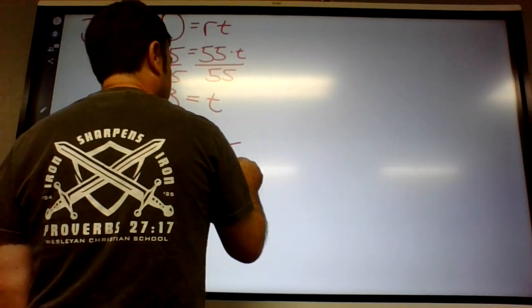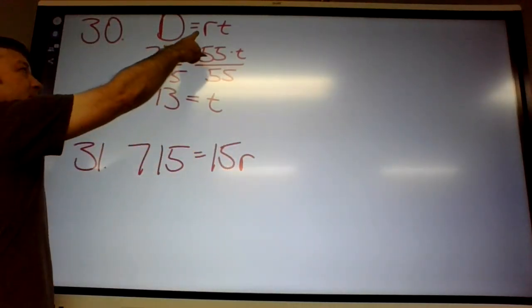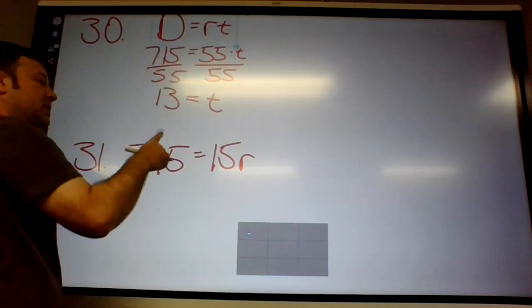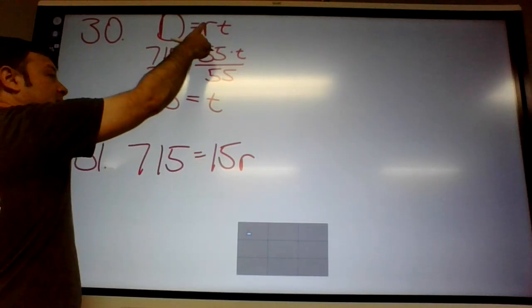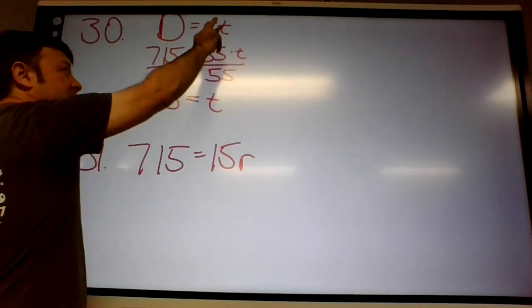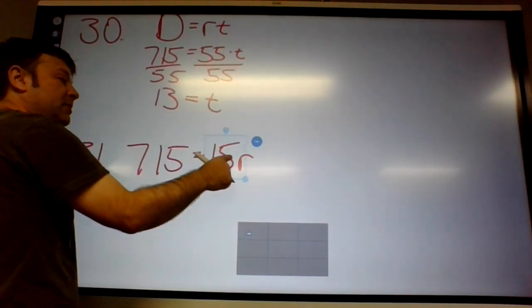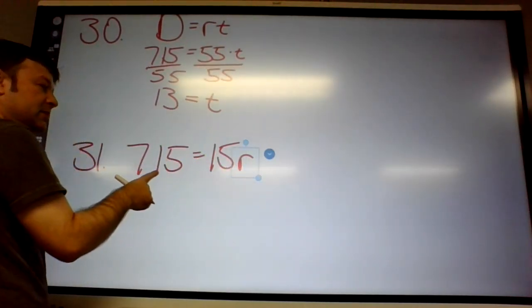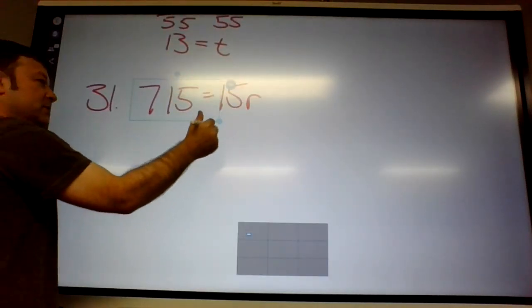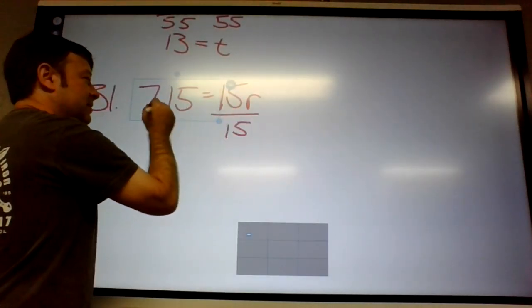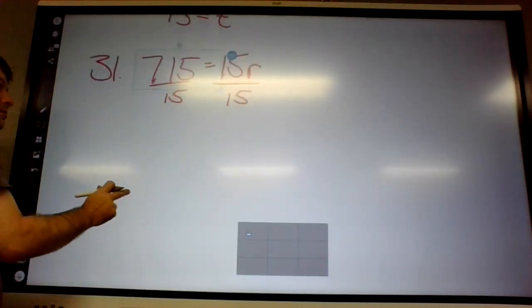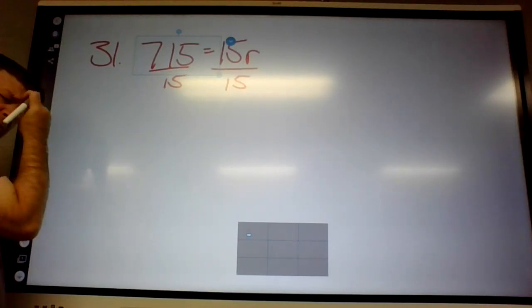But we don't know their rate. So I'm still using this formula. Distance, I'm still 715. Well, I switched the T and the R, but the time times the rate should equal the distance. So what to do? Divide again. 47.6.